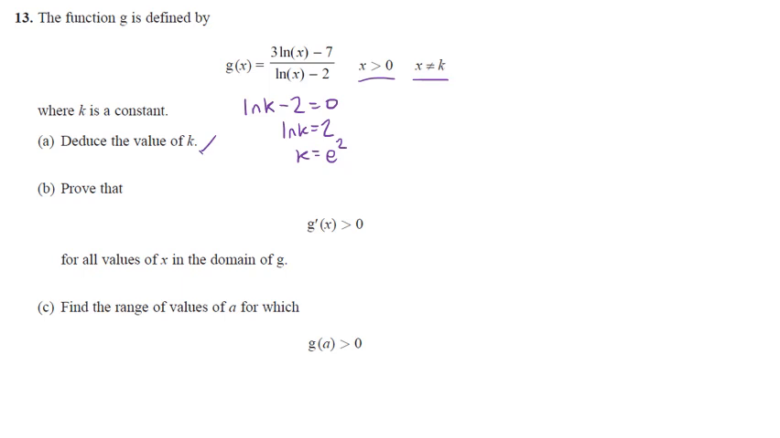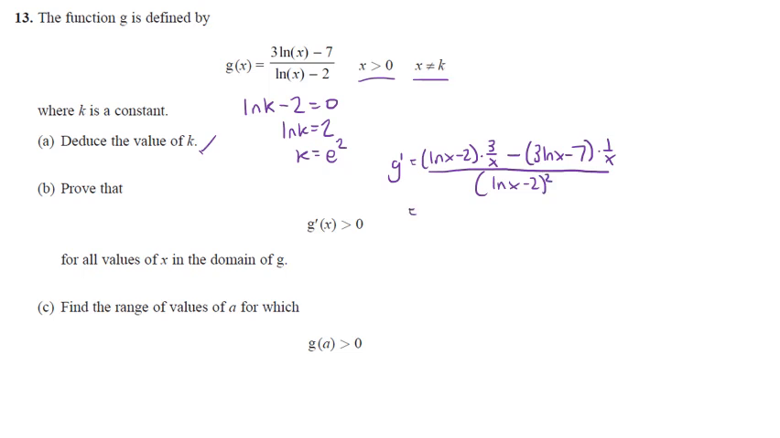Part B, prove that the derivative of the function is always positive. So let's use the quotient rule to do the derivative. So we need to multiply the denominator by the derivative of the numerator, which is 3 over x. Then subtract from that the numerator times the derivative of the denominator, which is 1 over x, and divide by the denominator squared. So that's just the quotient rule.